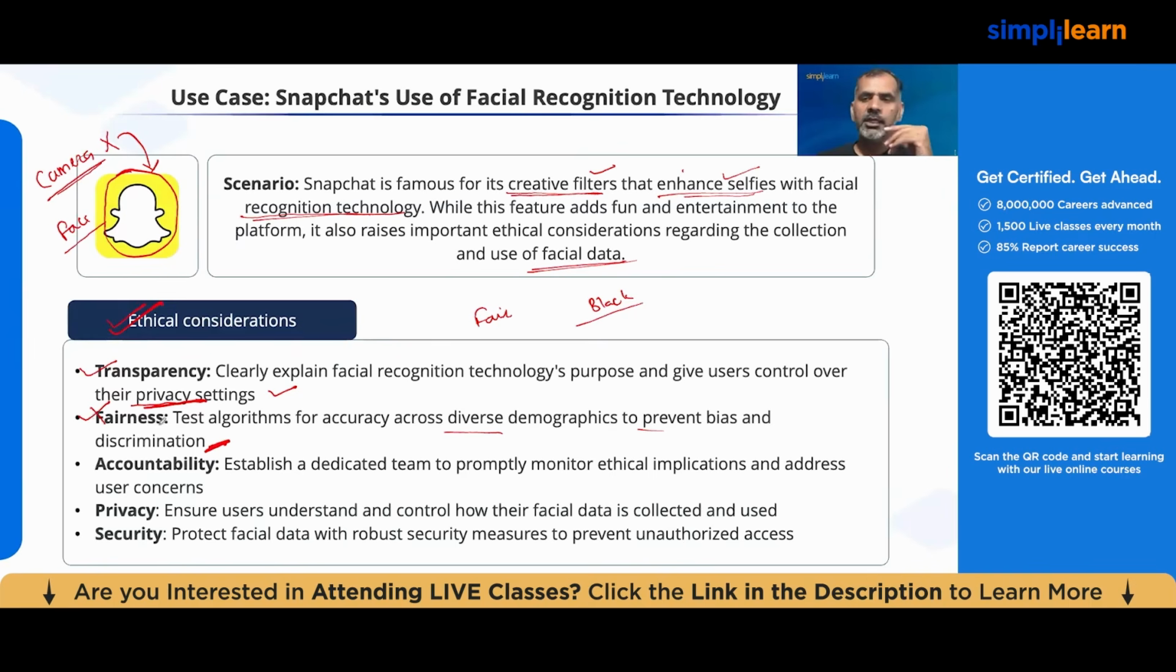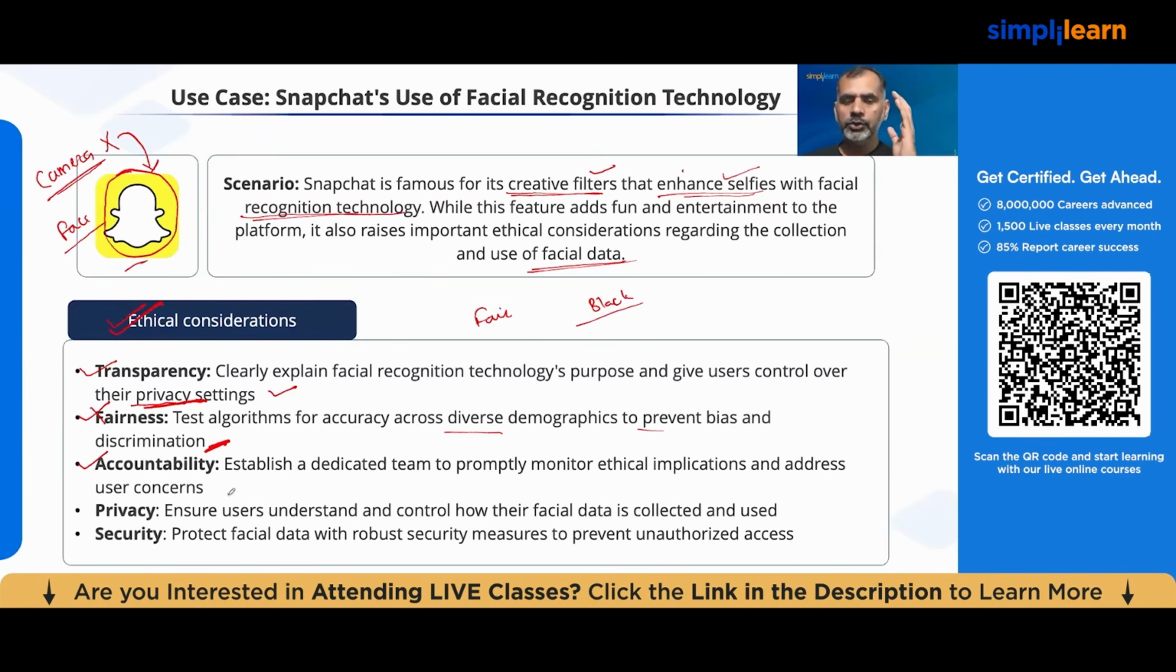So that should not be there, and that has become the responsibility of the Snapchat makers, that the application should equally perform on different race faces or different kinds of demographic individual faces. Then accountability. So it has to establish a dedicated team to promptly monitor ethical implications and address user concerns. This is something I said earlier.